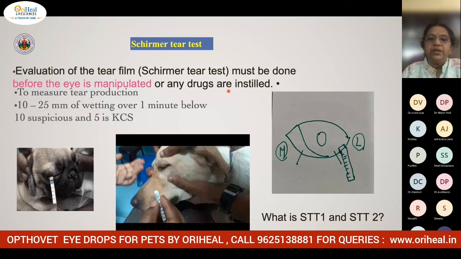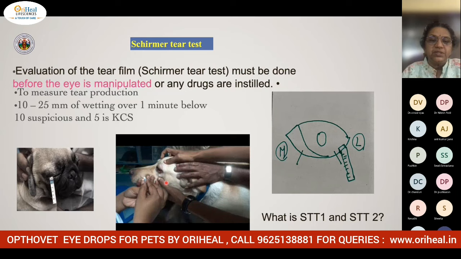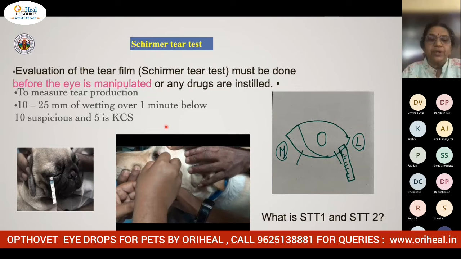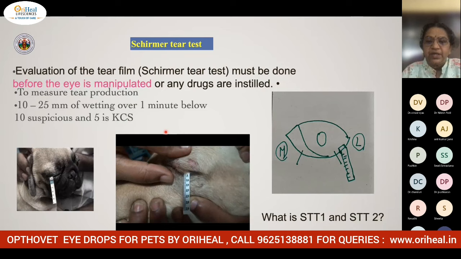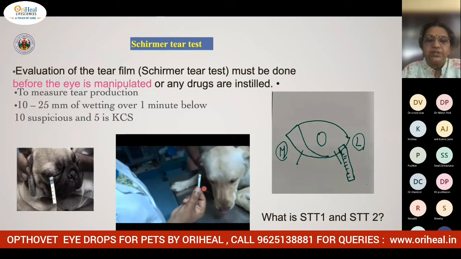So to measure the tear production, Schirmer tear test paper is inserted into the lower conjunctival cul-de-sac. And it is kept there for a period of 1 minute. And the normal is 12 to 15 mm wetting down the strip. But if it is less than 10 or 5, you can declare that it is a case of dry eye. So this is STT1. You have seen where exactly you have to place the STT strip. So the STT strip is to be placed like this.